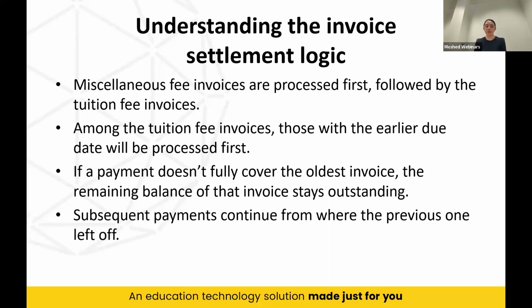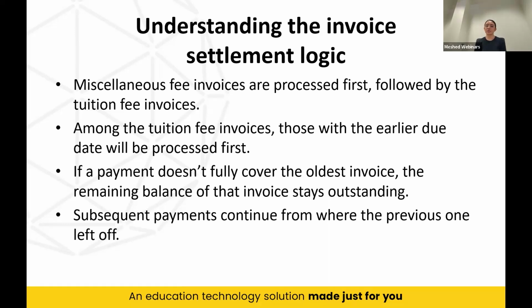For example, for student ABC, if you have a miscellaneous fee or material fee invoice of $200, and a tuition fee invoice of $1,000, and the student has paid $500, which you've imported using the import bank statement option, first the $200 out of that payment will get allocated to the miscellaneous fee invoice. In this way, the miscellaneous fee invoice now gets settled. And then the remaining $300 from that same payment will get allocated to the earliest tuition fee invoice that is available for the student.